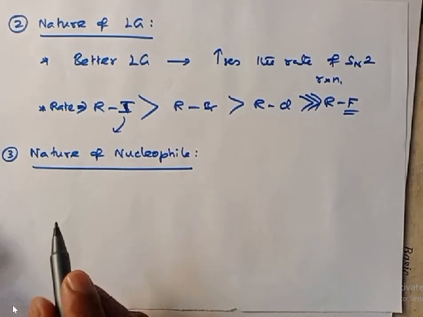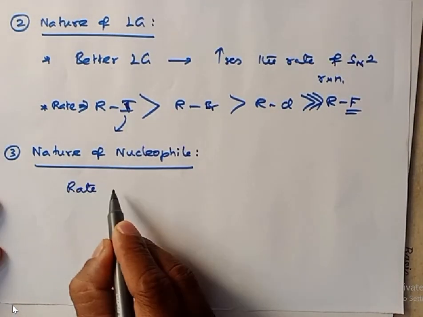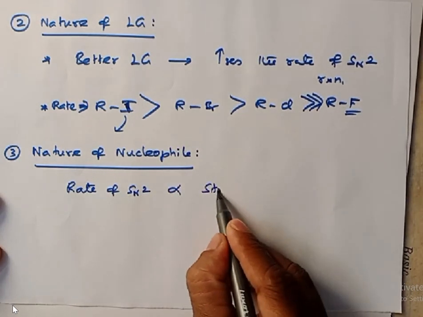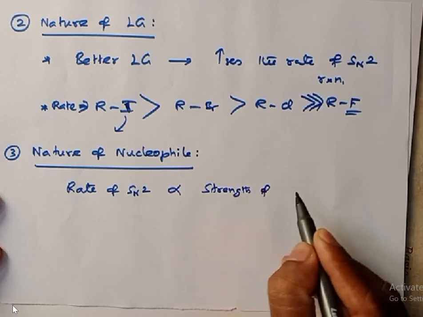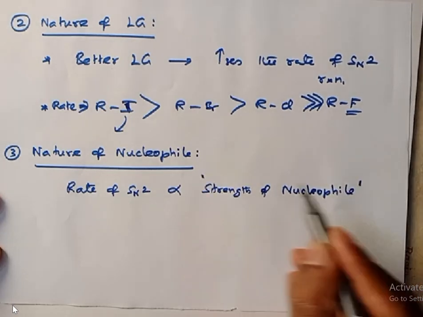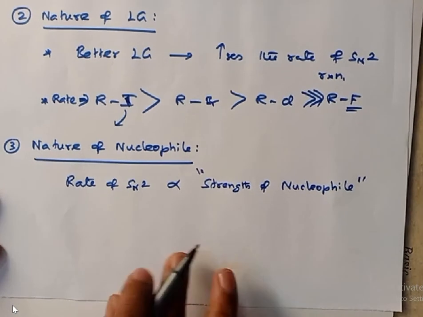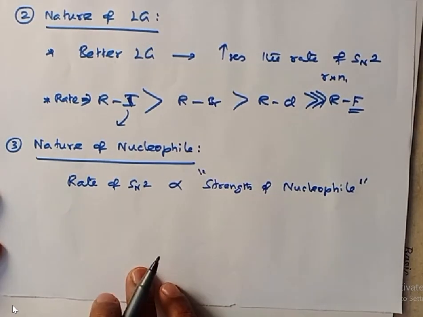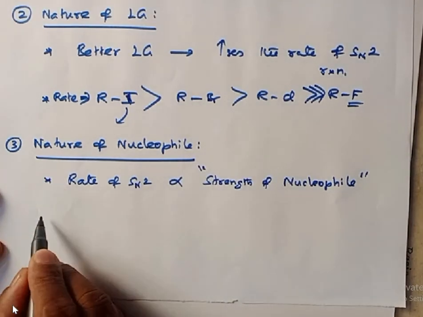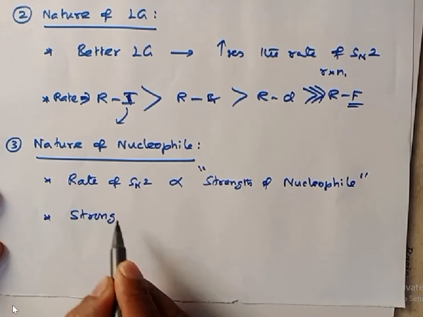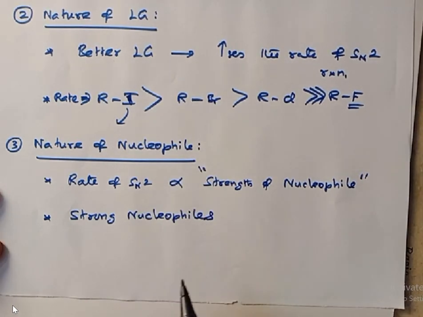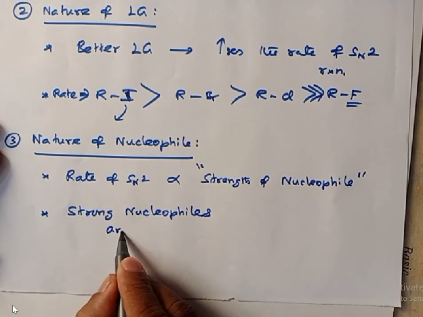I write here, rate of Sn2 reaction is directly proportional to strength of the nucleophile. Students, I am going to give you an essential point here. Just note down carefully. Rate of Sn2 reaction depends on the strength. Strength means whether it is strong or weak. Strong nucleophiles are preferred.